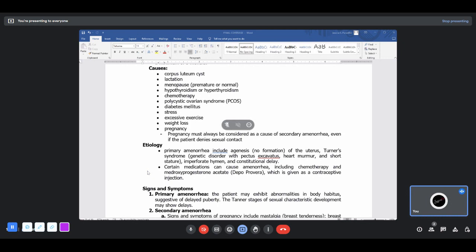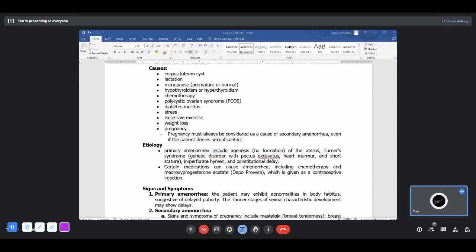Okay. For the etiology, primary amenorrhea includes agenesis, which is the no formation of the uterus, and Turner syndrome, which is a genetic disorder with pectus excavatum. When we talk about Turner syndrome, this is a chromosomal condition. One X chromosome, which is the sex hormone, is missing or partially missing. For the pectus excavatum naman, this is the depression of the sternum. Yun yung paloob yung sa may chest niya, sa may sternum niya. Okay? And then there is also a heart murmur and short stature. And also there is an imperforate hymen, wala siyang butas.